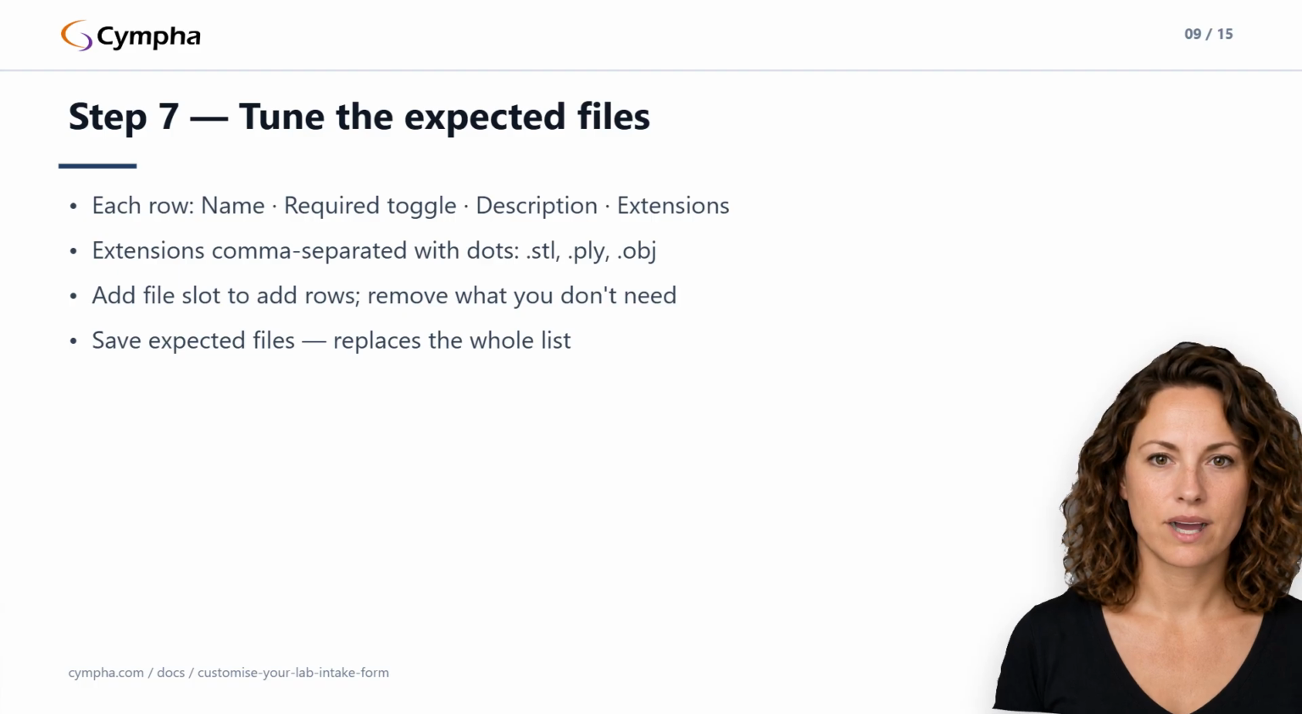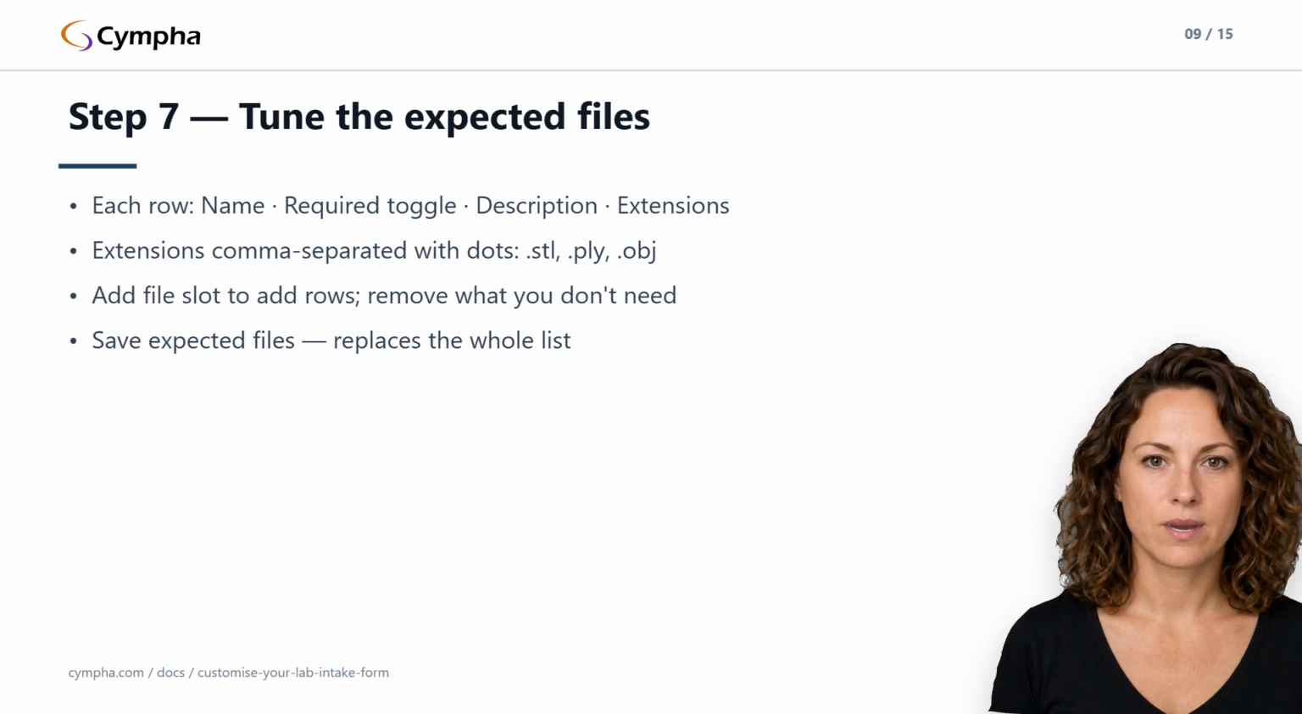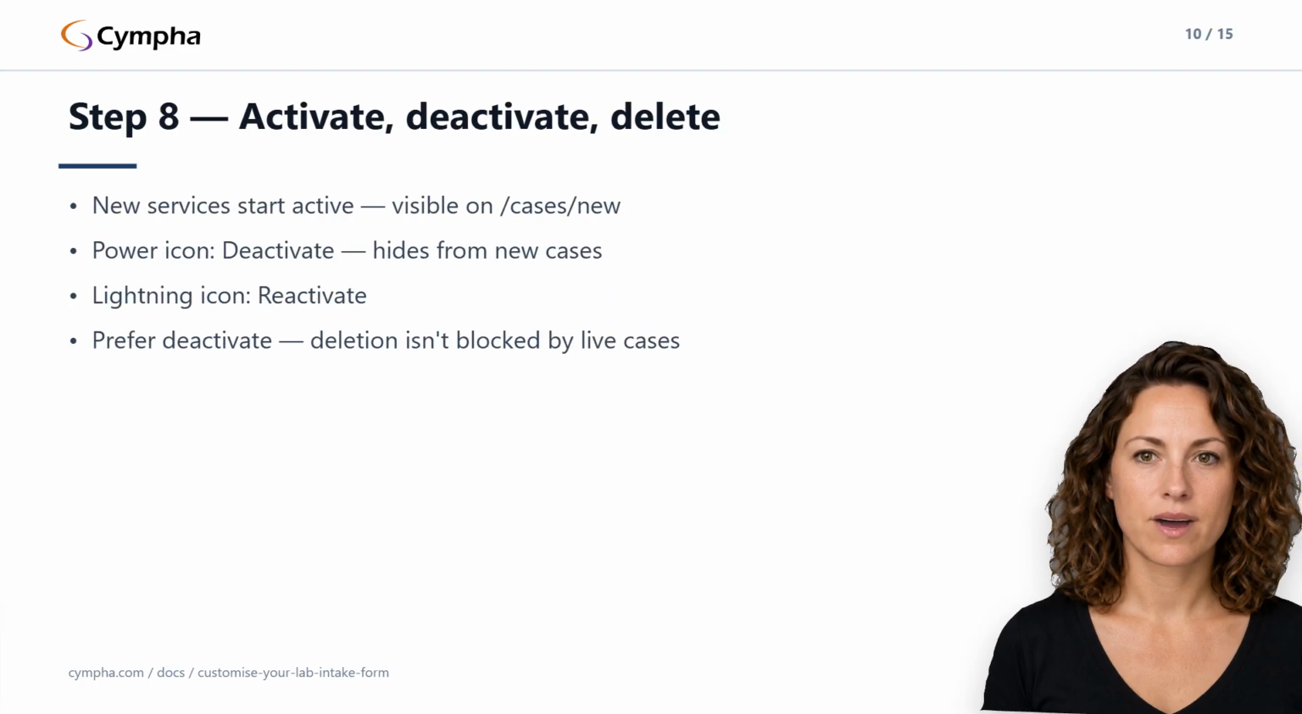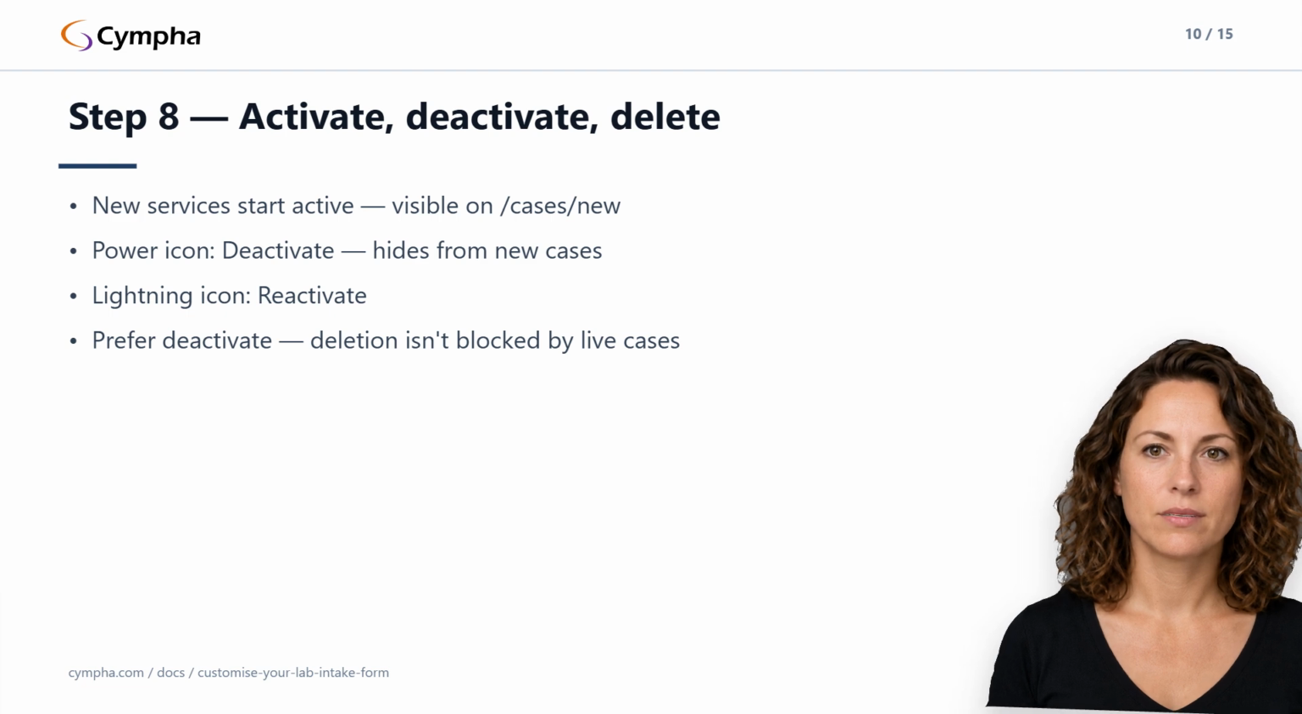Two things to know about the save: it replaces the whole list, and the new checklist appears on the submission page for the very next clinician who picks this service. A good target here is the 4 or 5 core files your designers genuinely need to start work, not every file that might conceivably exist.